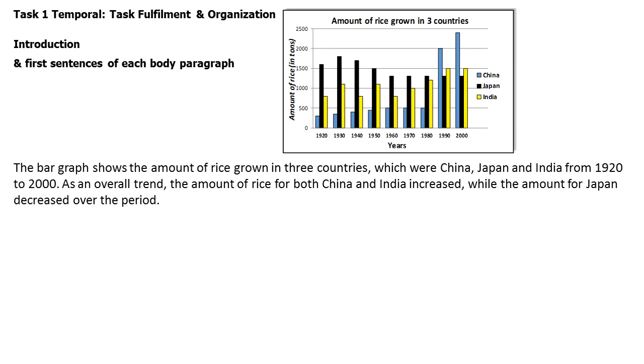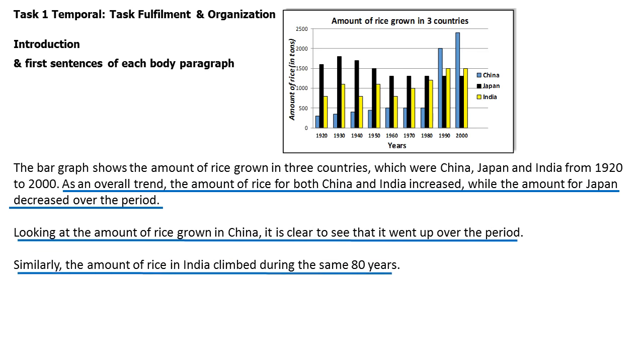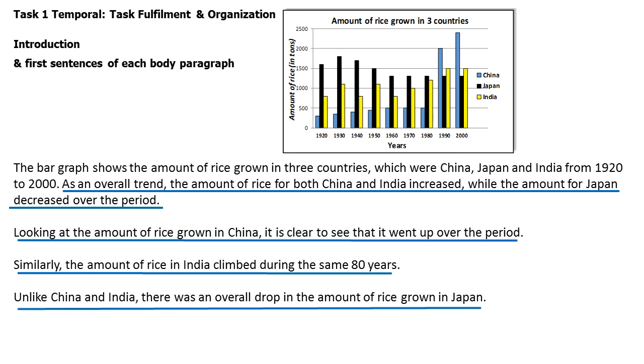Let's look at the introduction and the first sentences of each body paragraph. The first sentence of the introduction gives us the basic information of the graph. The second sentence is the overall trend, which is the most important information. Note there are no details in this overall trend. From the overall trend, we can then write the first sentence of each body paragraph. The first sentence of body paragraph 1, body paragraph 2, and body paragraph 3. These are all the same information as we can find in the overall trend.